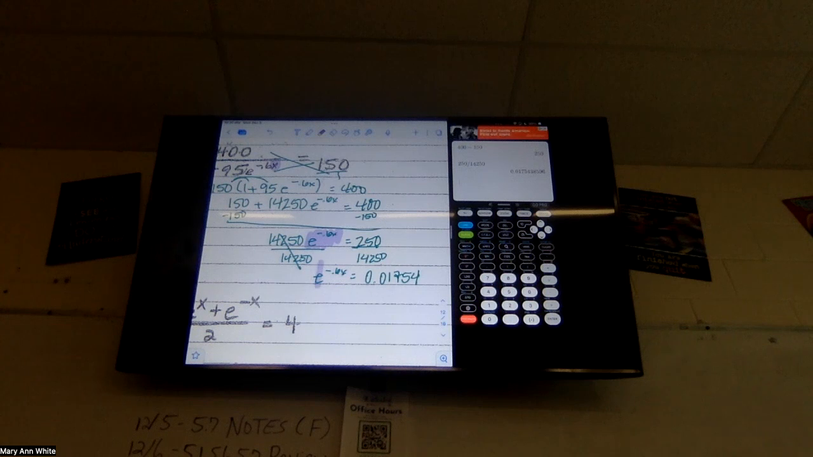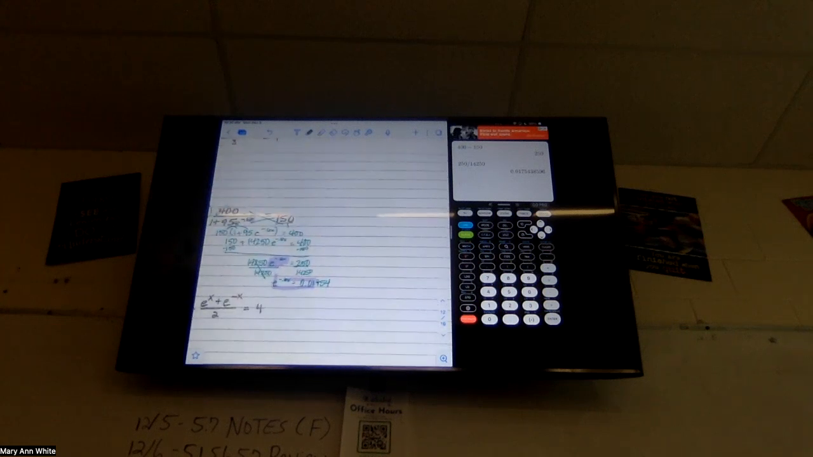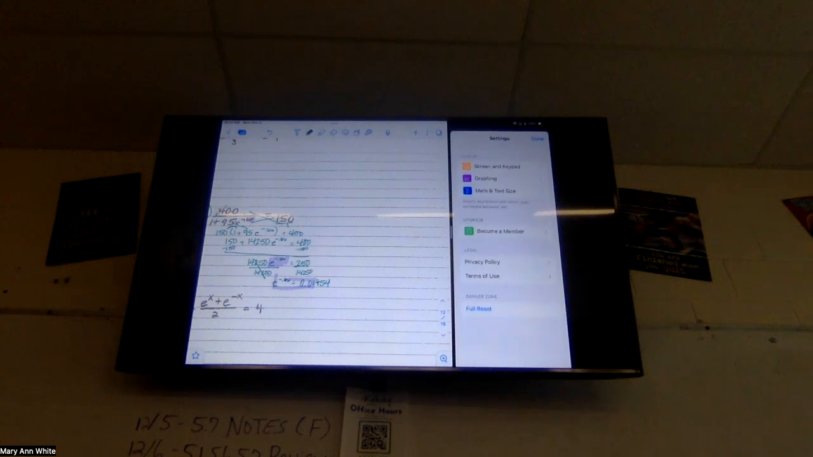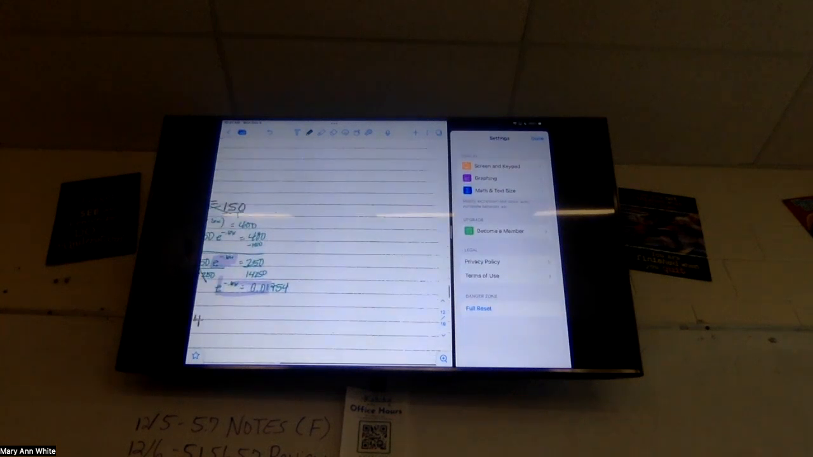So log base what? What's my base? It's the e. Okay, so I don't need to do log base e, I can just write ln, right? ln of that big decimal equals negative 0.6x.